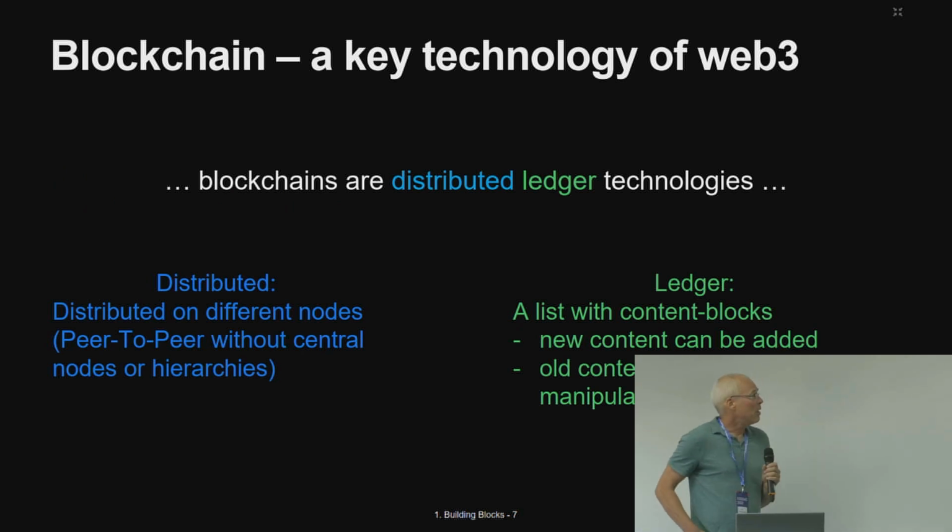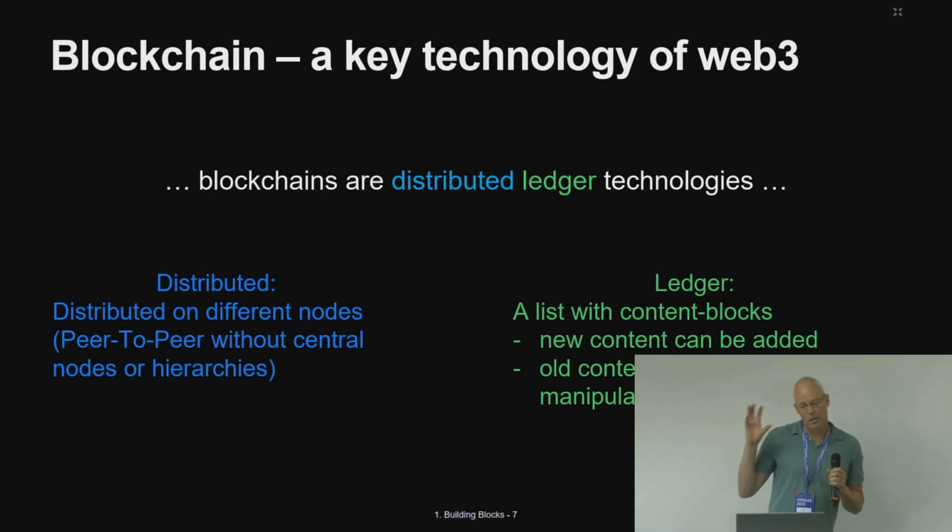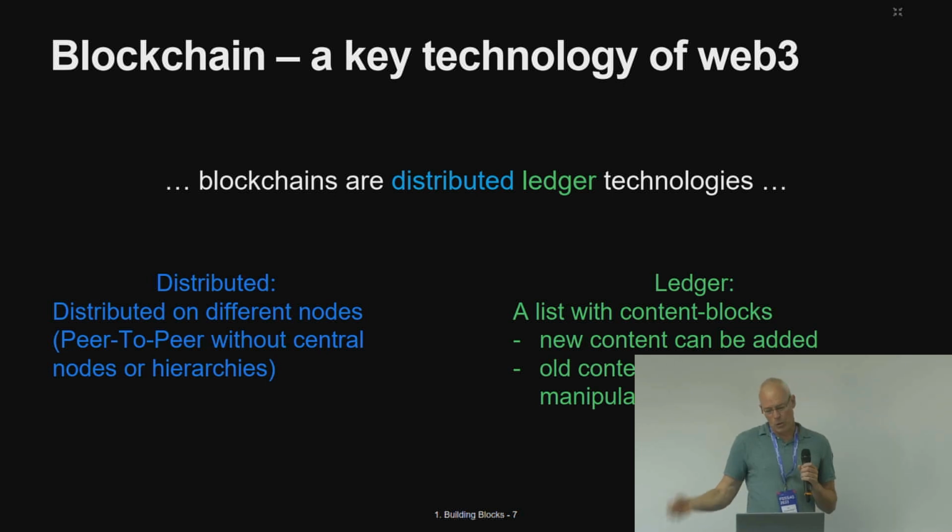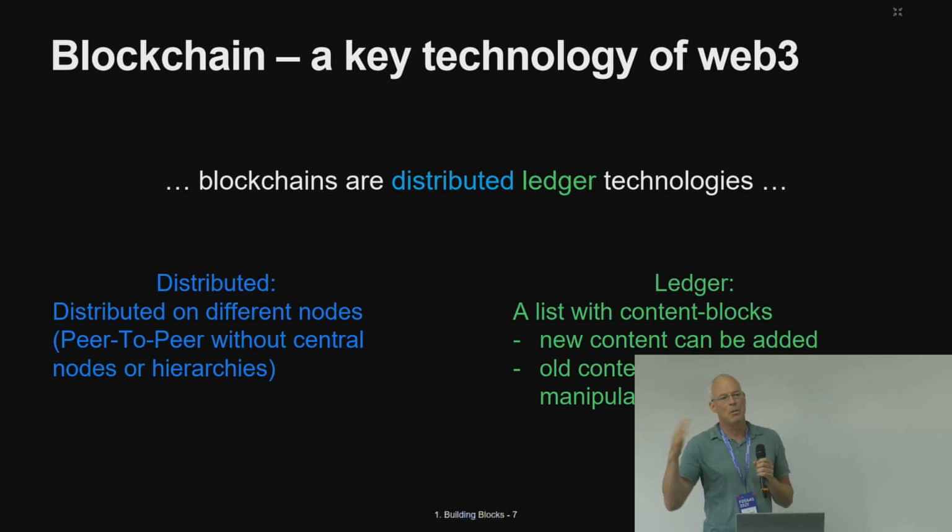So what is a blockchain? This is the key technology for Web3. Blockchains are so-called distributed ledger technologies, meaning that you have a distributed network of nodes, and within these networks you manage those ledgers, which are nothing more or less than lists of content, and you can add to those lists, but you cannot manipulate the existing part of those lists.